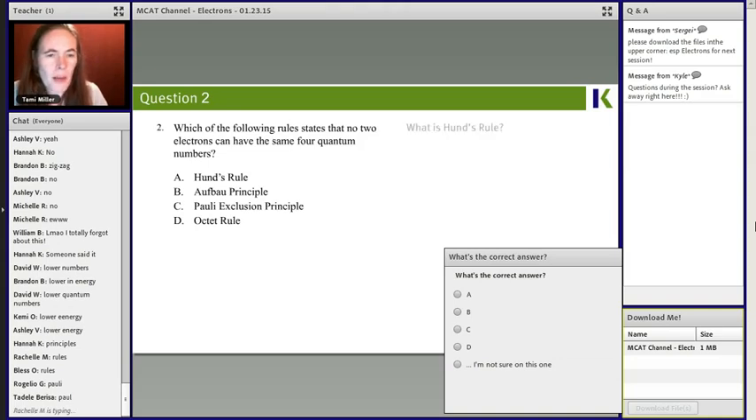So let's talk about each of these rules. Hund's rule, what does Hund's rule tell us? This is kind of the way that we fill movie theater seats. What does Hund's rule tell us?